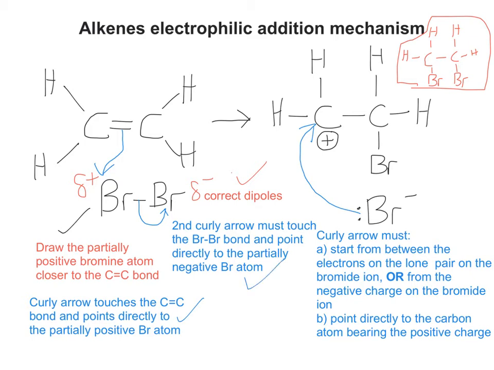Your carbocation includes a carbon that has a positive charge attached, like so. Curly arrow must start from between the electrons on the lone pair and point directly to the carbon that bears the positive charge. And finally, you have the correct product.